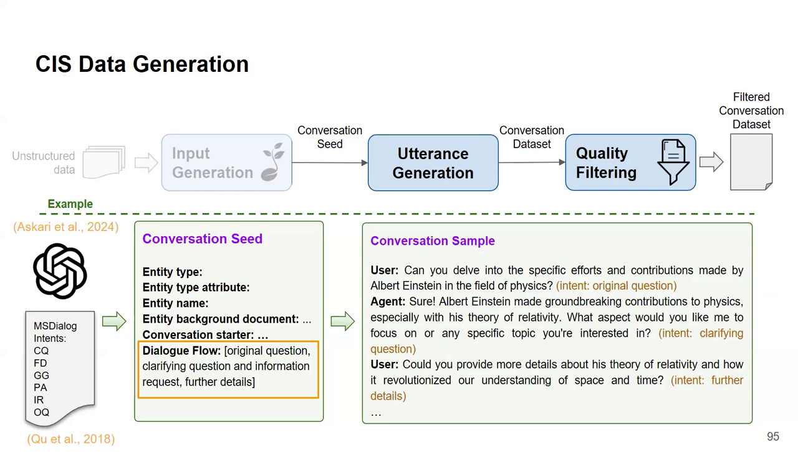The last component is quality filtering, which eliminates the samples, the conversations, that do not meet the quality standard that we need. This may be done by some heuristic rules or by some methods that we will discuss.